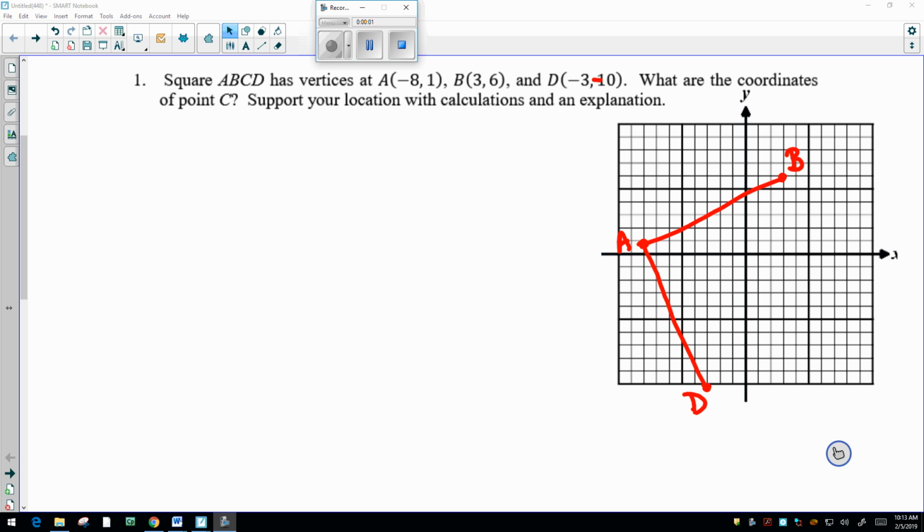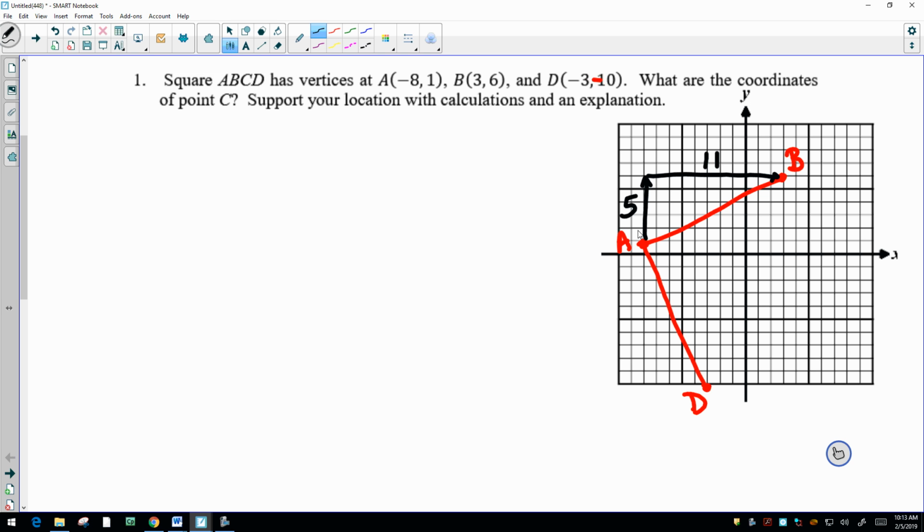If we're thinking slope, and I'm looking at A to B, how many do you have to go up in order to go over to B? We're going up. Looks like we're going up 5, right? And then counting over, how many? Looks like 11.